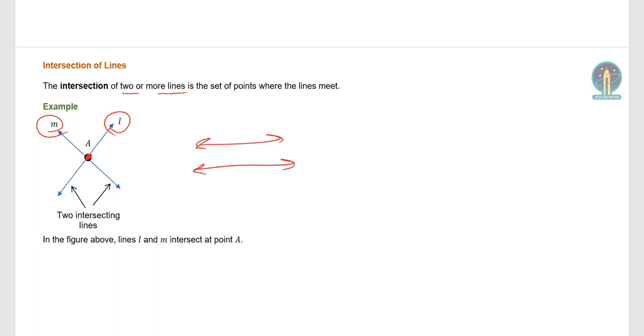But if they're not parallel, even if they don't seem to intersect, even if they're slightly off from parallel, at some point in space they will intersect at a point, and they will just keep going. So in the figure above, lines L and M intersect at point A.